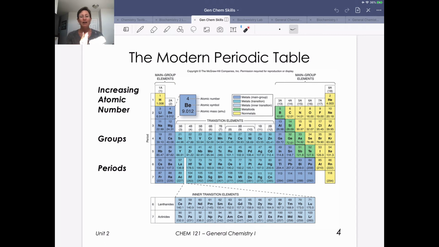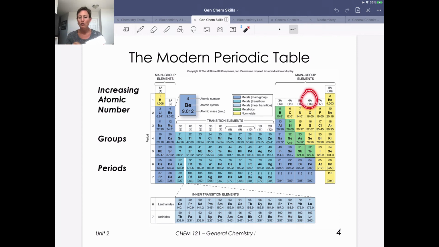Group 2 elements we call the alkaline earth metals. They have 2 electrons in their outer shell, 2 valence electrons. So they like to lose those 2 electrons and they will generate plus 2 cations. So things that are on the left side of the periodic table, these metals like to lose electrons and become positively charged. Things that are on the right side of the periodic table as nonmetals like to gain electrons.